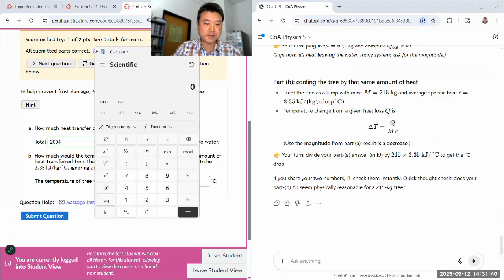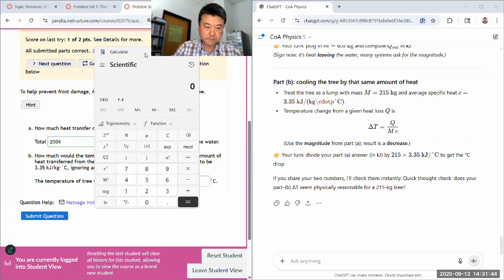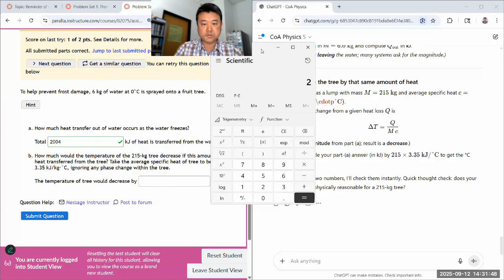So let me do this. First, let me calculate the number. So heat is 2004 divided by the mass, 3.215, divided by the specific heat capacity, and I think that's all in the units. That's going to cancel out, and no extra conversion needed. So 2.78.